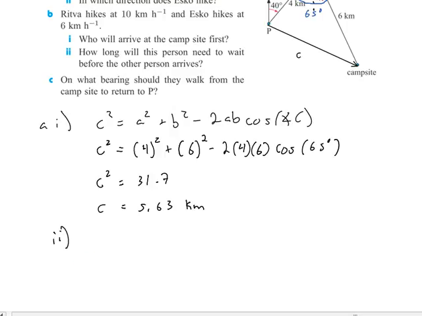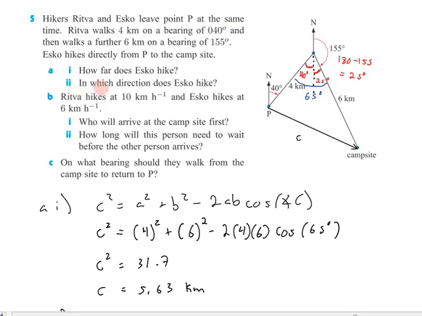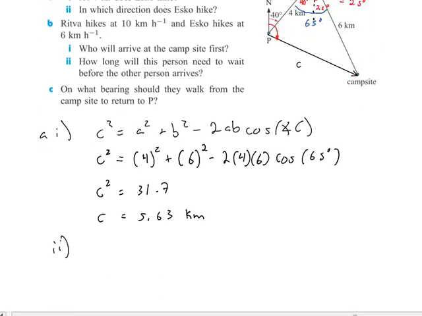Okay, for part 2, the question asks us, in which direction does Esko hike? So what we have to find now is the bearing from north to C. Now, to find that bearing, we have a number of options. What we'll need to do is find this angle in the triangle, because the blue angle P plus 40 degrees gives us our bearing.